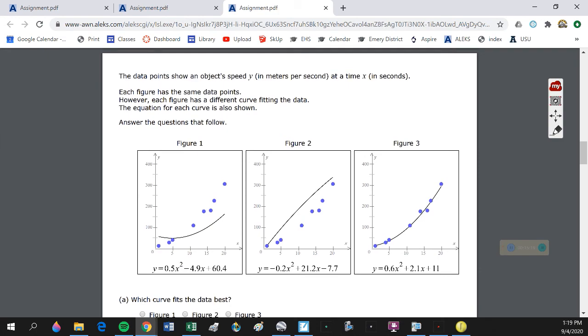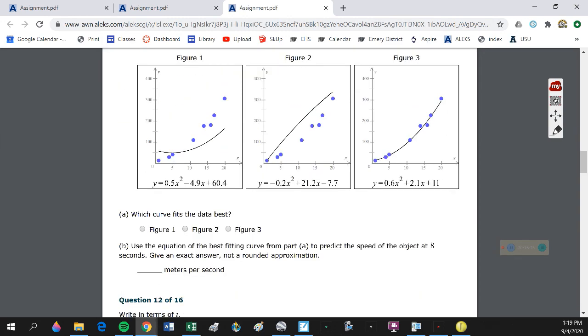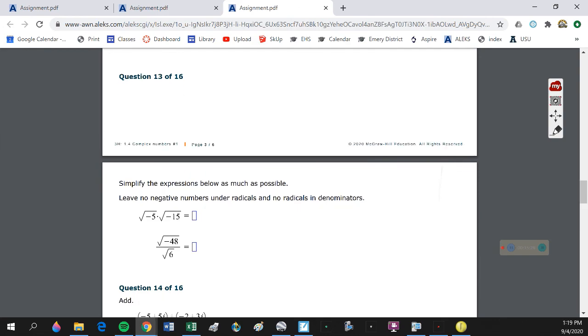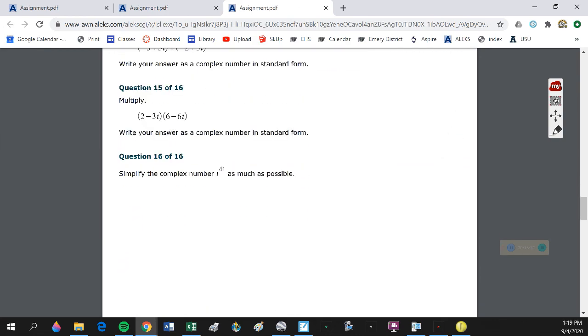Whoa. Where did that problem come from? I'm going to get rid of that problem. That should not be there. One of these things is not like the other. Okay.